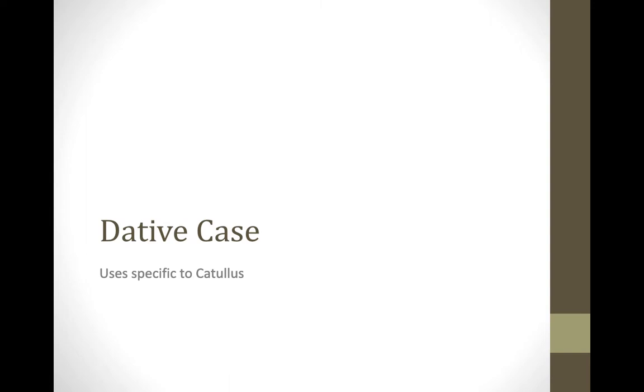We are going to take a break from meter a little bit to review some grammar, specifically the dative case, because we are going to be moving into more of Catullus's poetry, and he has some very specific ways that he makes use of the dative case. So let's talk about those.